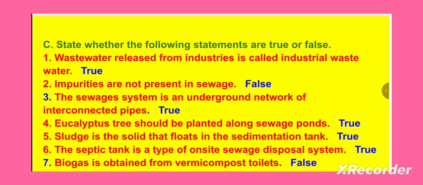State whether the following statements are true or false. Wastewater released from industries is called industrial wastewater. True. Impurities are not present in sewage. False. The sewage system is an underground network of interconnected pipes. True. Eucalyptus trees should be planted along sewage ponds. True. Sludge is the solid that floats in the sedimentation tank. True. The septic tank is a type of on-site sewage disposal system. True. Biogas is obtained from vermicompost toilets. False.